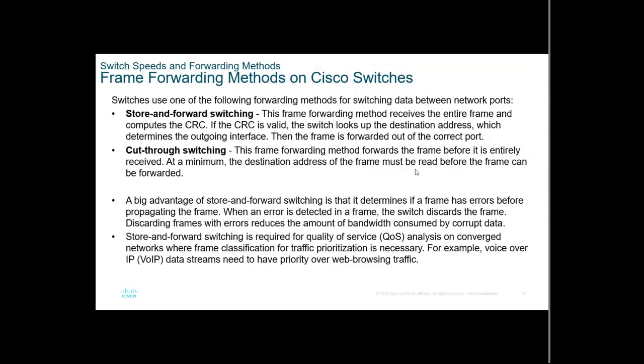So let's talk about the advantages. The advantage of store and forward switching is that it determines that the frame has no errors, first of all. If there's errors, then I'm forwarding errors as well if I don't check it. So the advantage for store and forward is that I'm just forwarding frames which do not contain errors. When an error is detected in the frame, the switch discards the frame so it doesn't waste time or effort with the error frame, and reduces the amount of bandwidth consumed because we're not wasting our time with frames which have errors.